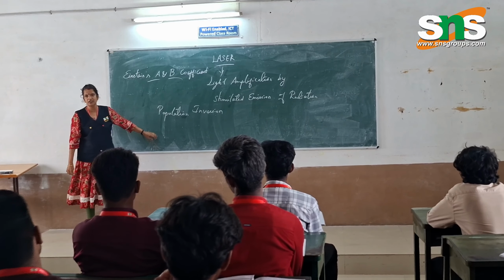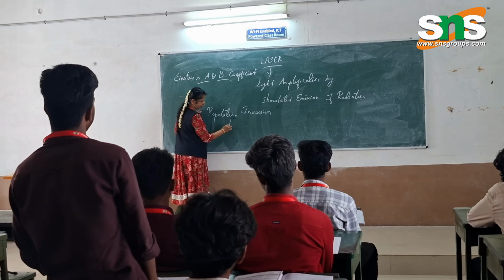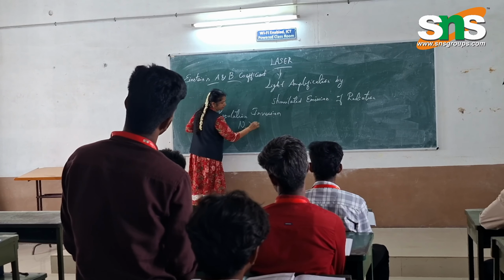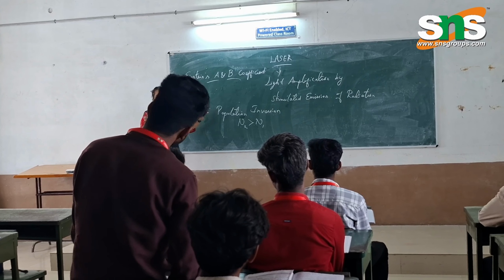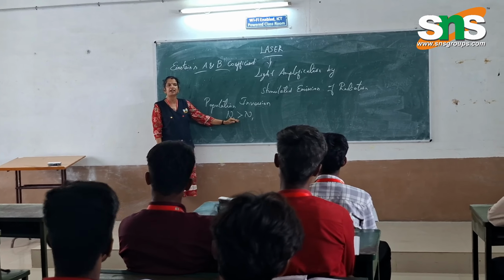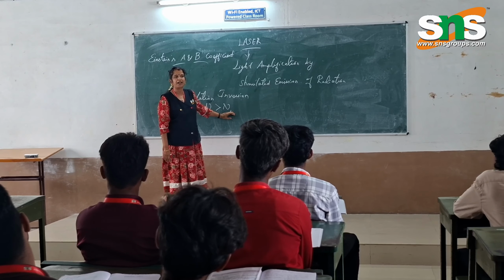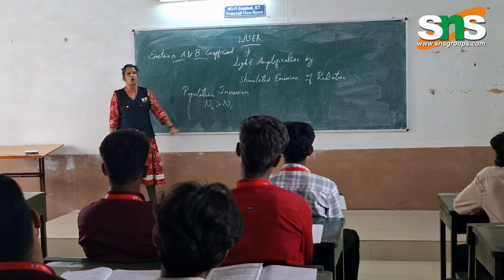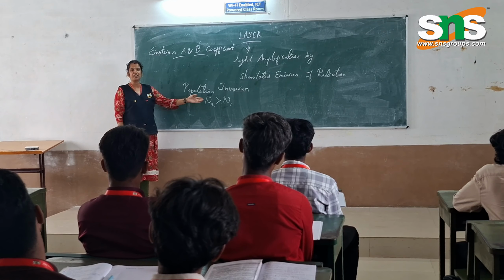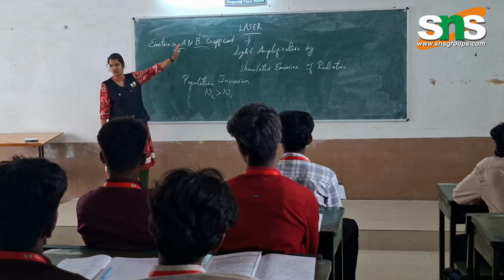This is called population inversion: N2 greater than N1. So N2 is nothing but the number of atoms present in the excited state, and N1 is the number of atoms present in the ground state. So always N2 should be greater than N1. Then only we can have the laser action.